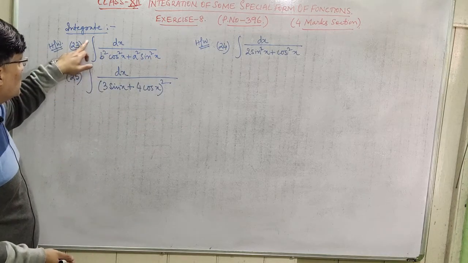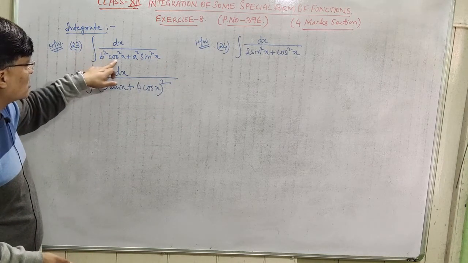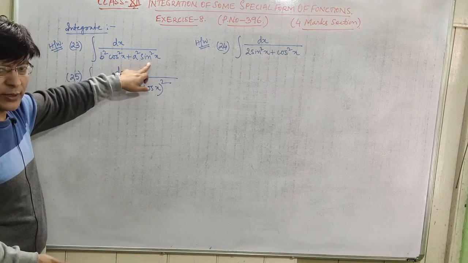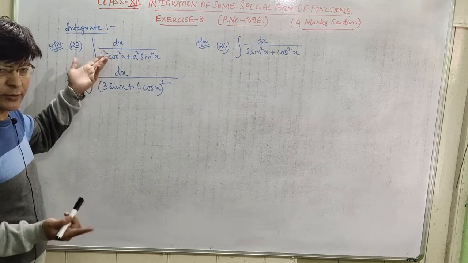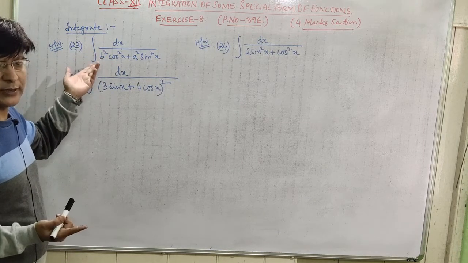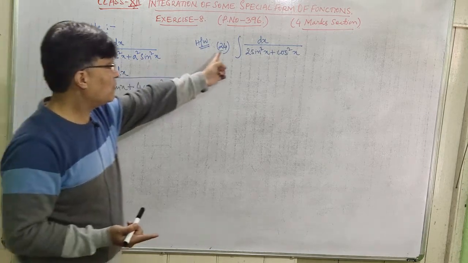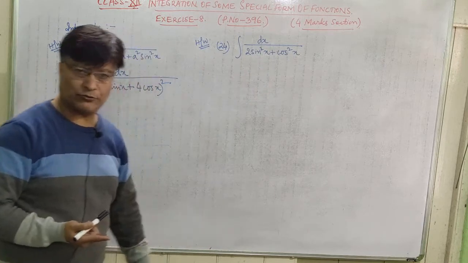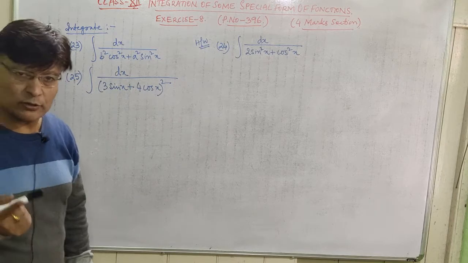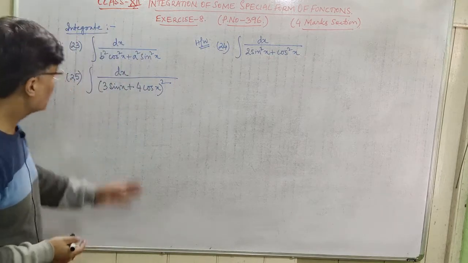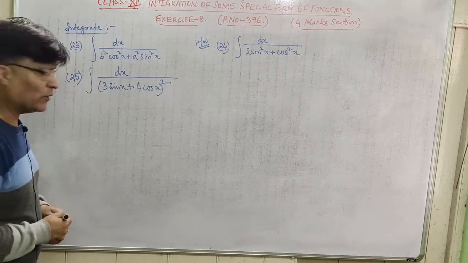Number 23 is integral dx divided by b square cos square x plus a square sin square x. You divide both the numerator and the denominator by cos square x, convert into tan x and sec square x, then assume tan x as z. Here also the same method can be used for question number 24. So 23 and 24 are your homework. You can do it at home. Okay, so let's do this question number 25.